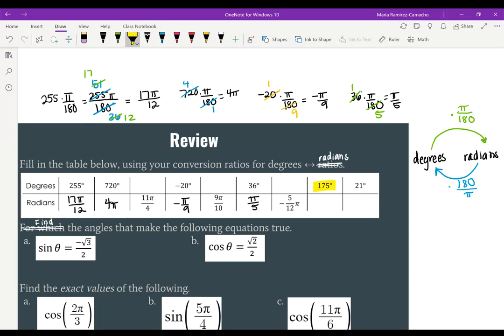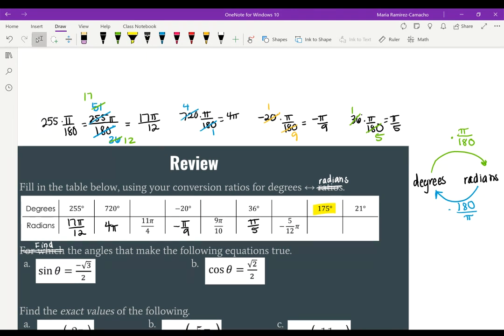Next we'll do 175 degrees. 175 times pi over 180. See, 5 goes into both of those numbers. 175 divided by 5 is 35. 180 divided by 5 is 36. And we can't simplify further. 35 and 36 have no common factors. So this is just 35 pi over 36.